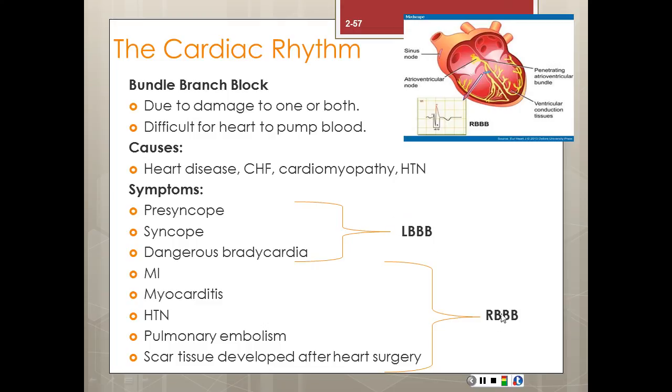Now for a right bundle branch block, we have an MI, which we already know, myocarditis, which is inflammation of the myocardium, the heart muscle. We have hypertension. We have pulmonary embolism, which is a blood clot blocking the entrance to one of the blood vessels to the heart. And then we have scar tissue developed after a heart surgery.